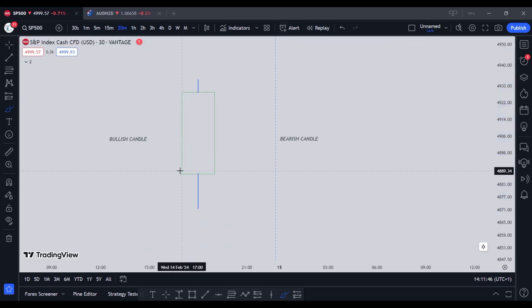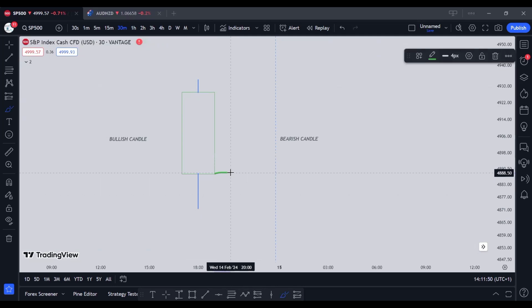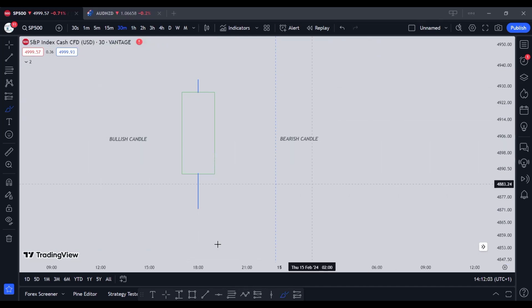I would say that again. This candle opened here, went as low as this, went as high as this, and then closed here. That is the meaning of this candle. That's how to break up this candle.